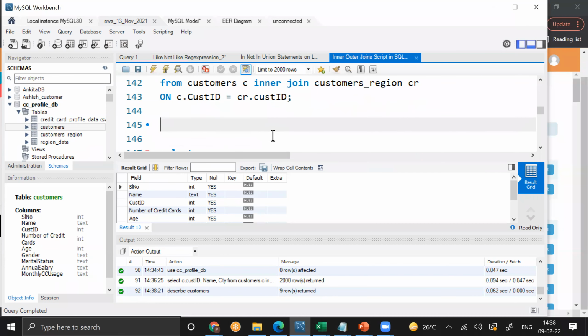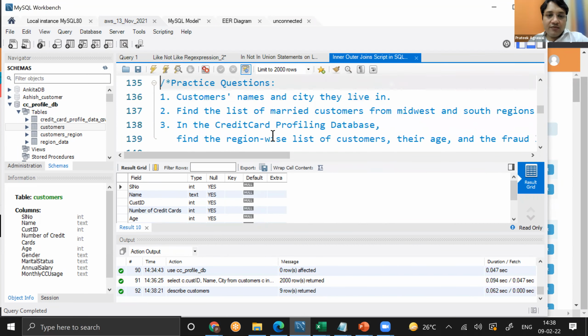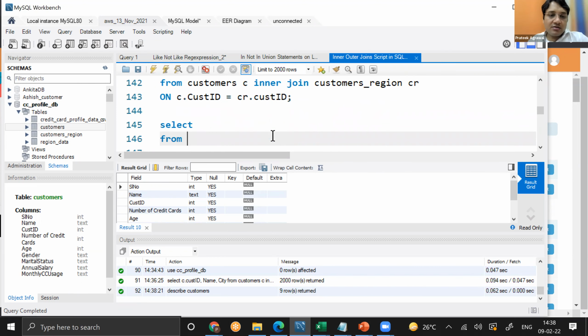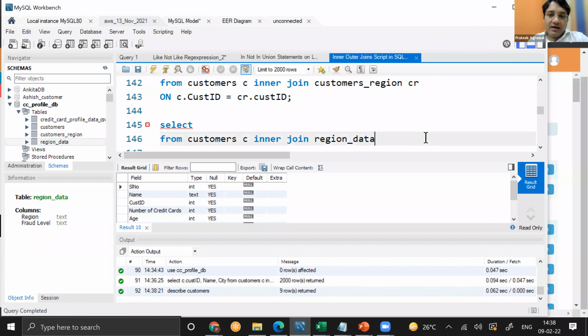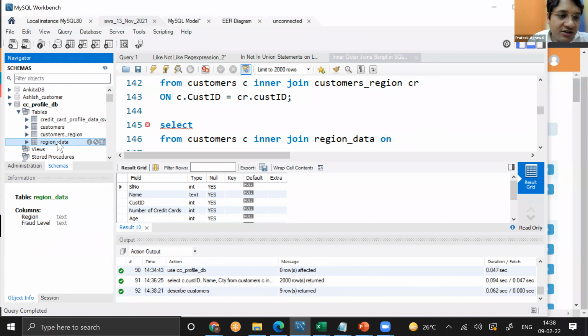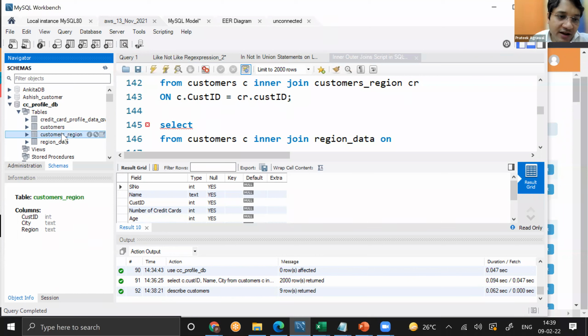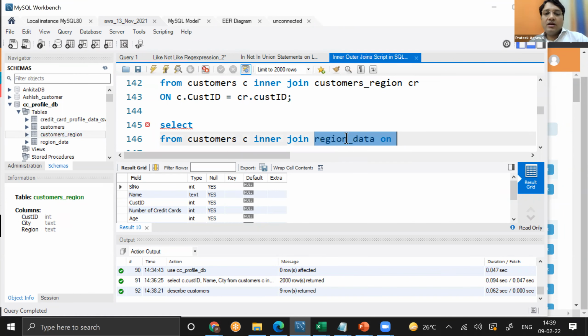Yes, Pratik. So the second question is find a list of married customers from Midwest. So for married customers, we'll require customers C inner join region data, and on the basis of, now you can't really join the customers table and the region table. Do you understand why? Because they don't have a common column. There is a common column between customers and customer region, so we'll have to stick with that.